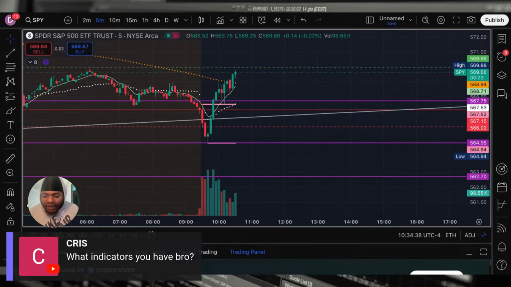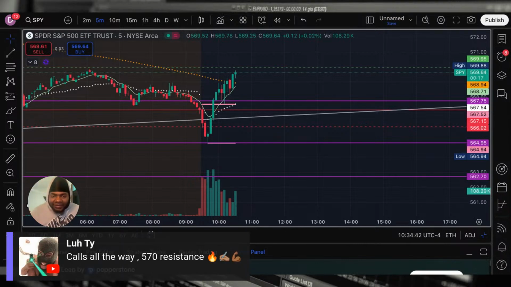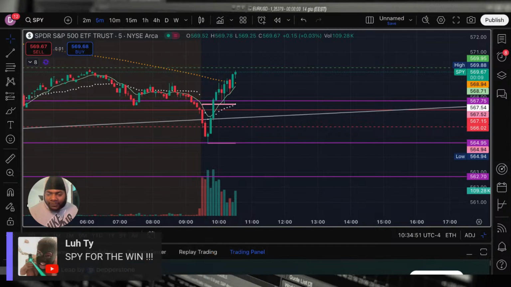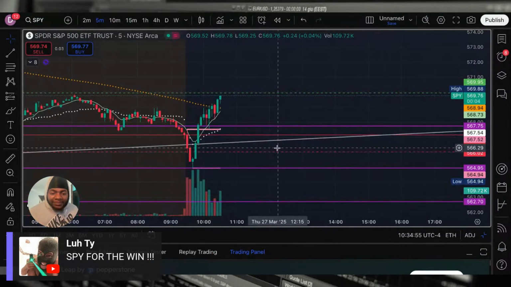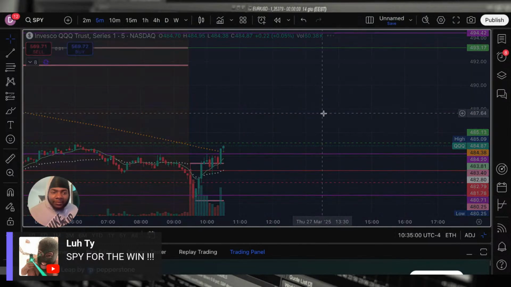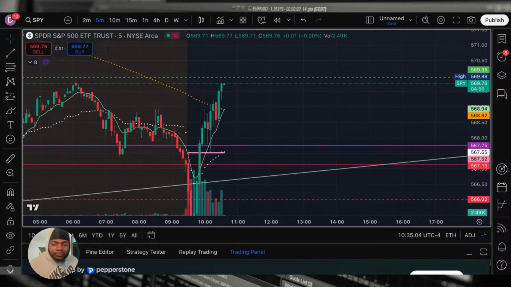I'll post it though. SPY for the win. Calls all the way. 570 resistance. Hell yeah. Lil Ty, whoever that is. I ain't seen you in the comments, but hey, yeah, SPY for the win. Yeah, SPY do got them calls going, boy. But all right, usually 3 red candles. That's a real red Buddha. I got you. All right.